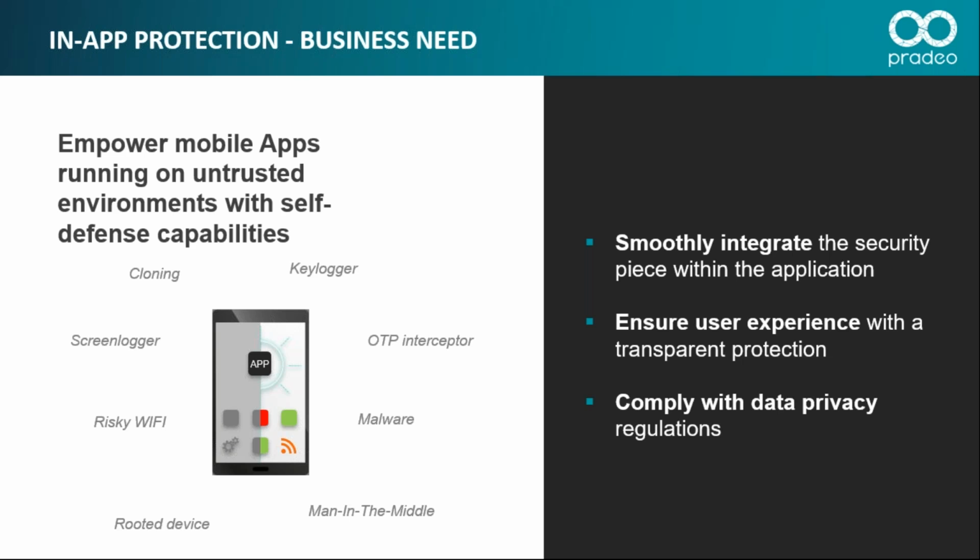And the fact is that a sensitive application can be exposed to different threats coming from third-party applications in its environment. And there are different risks on mobile devices that can surround applications, like keyloggers, OTP interception, malware, clones, and so on. Therefore, Predio Inner Protection empowers mobile applications with self-defense capabilities by simple integration of a piece of code and SDK directly into the application source code.